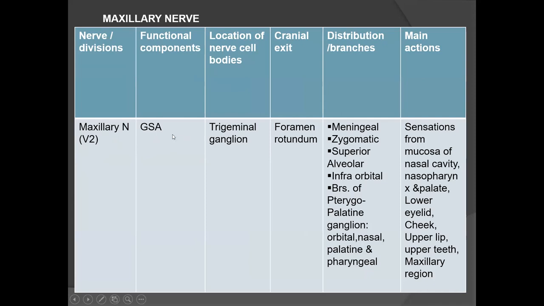Maxillary nerve, as I mentioned before, in summary, we can say it is general somatic afferent, because it is only taking general sensations, passing through the foramen rotundum into the pterygopalatine fossa, and then the main exit is the infraorbital foramen, where the sensory branches taking sensation from the face are going. But those branches which are going to the upper jaw will come out before the infraorbital foramen, and they will take sensations from the lower eyelid, the upper cheek, upper lip, upper teeth, and the maxillary region, which we generally mention.